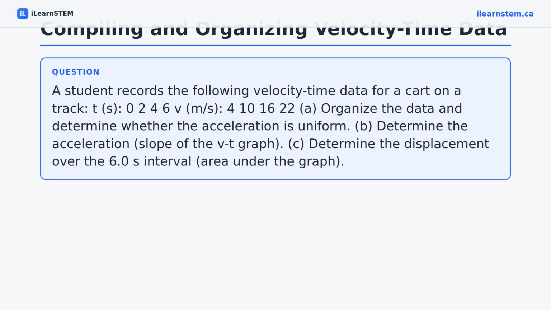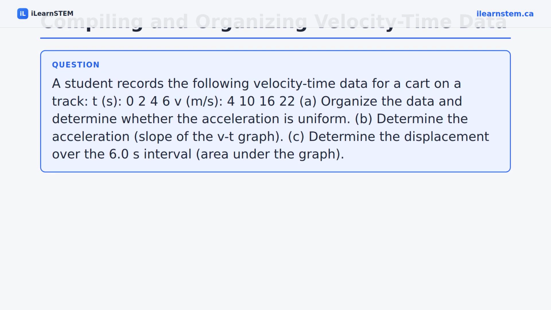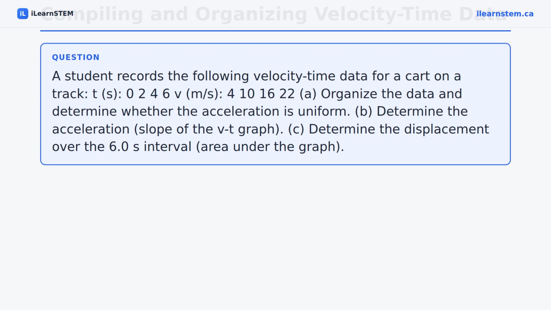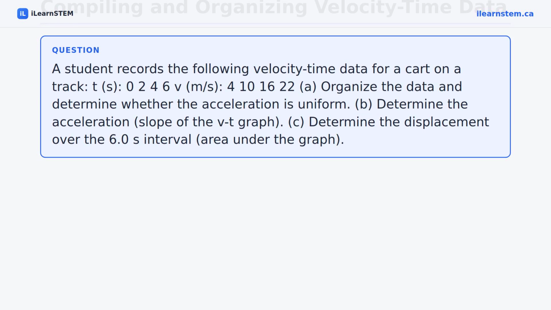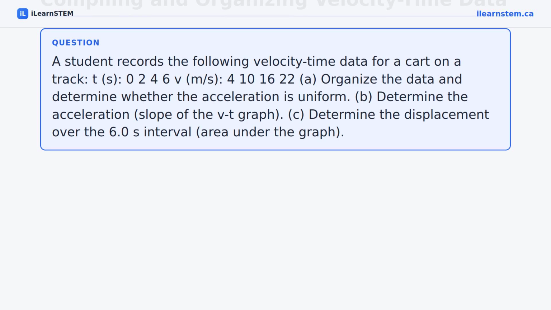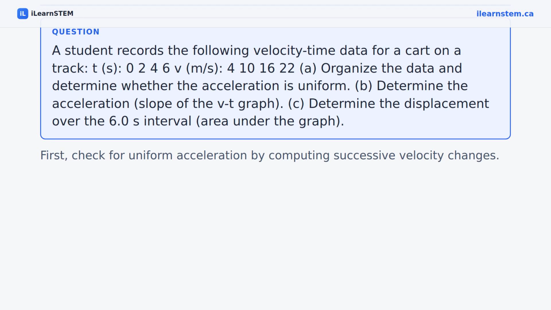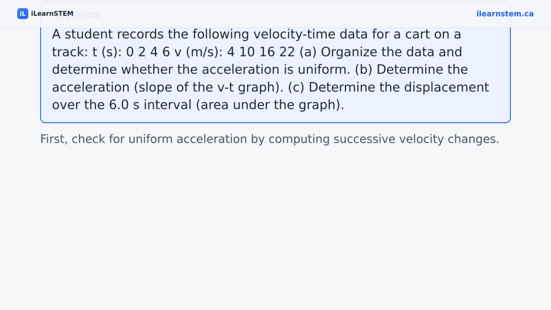The times are 0, 2, 4, and 6 seconds, and the corresponding velocities are 4, 10, 16, and 22 meters per second. We need to organize the data and determine if the acceleration is uniform, then find the acceleration as the slope of the v-t graph, and finally find the displacement over the 6-second interval as the area under the graph. First, we check for uniform acceleration by computing the successive changes in velocity over each 2-second interval.